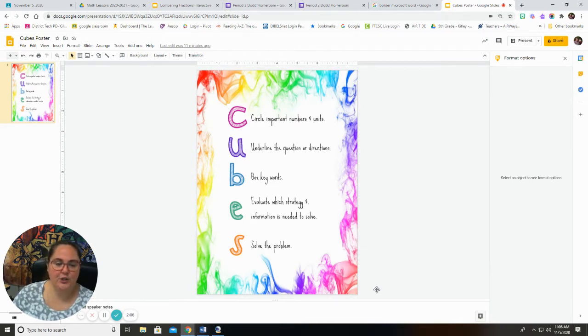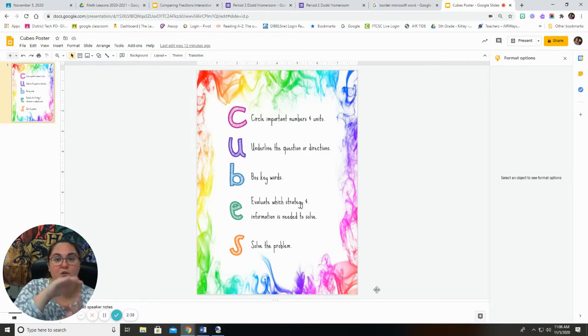The E in cubes stands for evaluate how to solve. So this is where you're actually going to evaluate your problem. Think it through. What steps are you going to use? Evaluate or process or think through what you're going to do to answer your question. And then lastly, you're going to solve the problem. So that means you got to do the work.